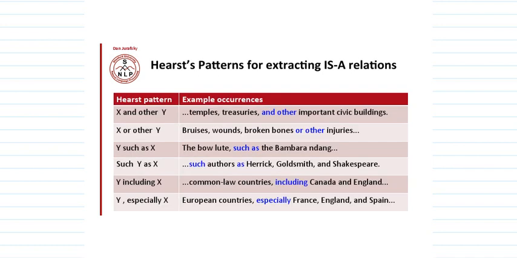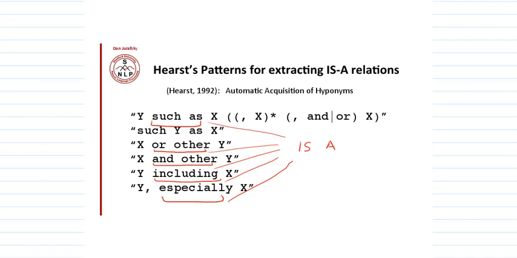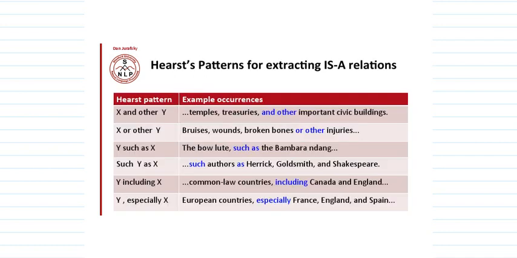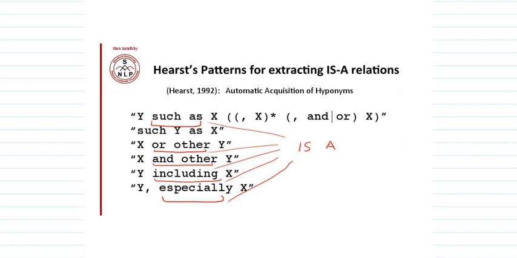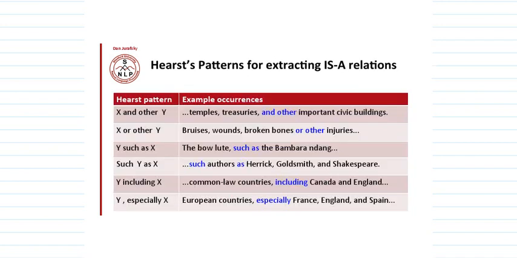So similarly we can identify lots of relationships, and we can have different kinds of patterns: x and other y, x or other y, x such as y. These are examples of the different kinds of is-a relations, and we can see an example, the bolute such as Bambara and Dang, taken from maybe some English corpus.